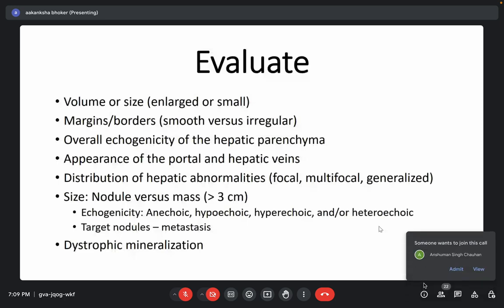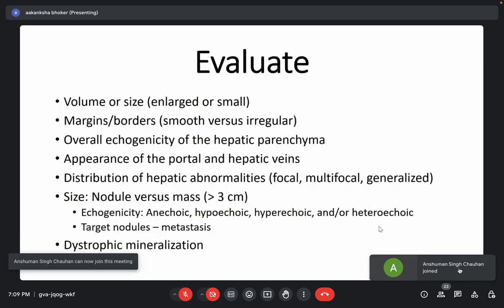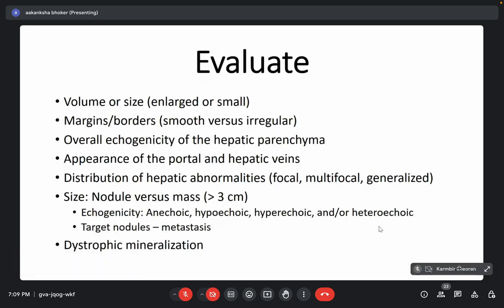And then the appearance of veins: we know that the portal veins, the walls will be very bright, they are hyper reflective because of the connective tissue present within them, whereas the hepatic veins have very clear anechoic fluid going inside them, and the walls are not very bright as compared to the portal veins. So these changes should be kept in mind.